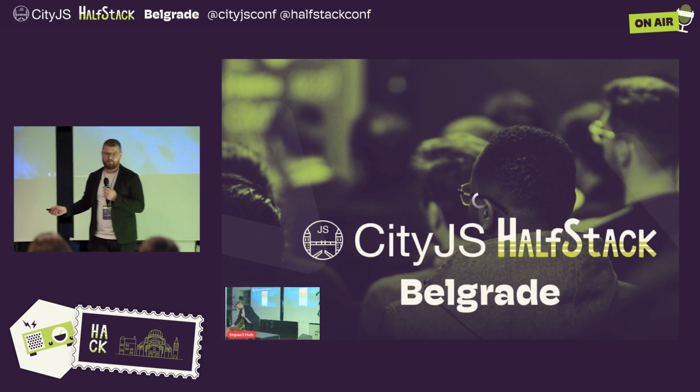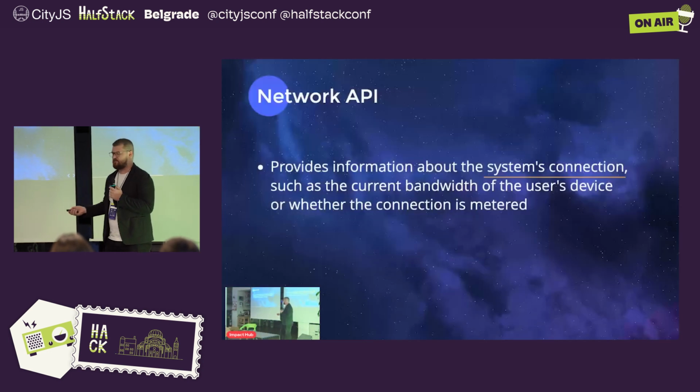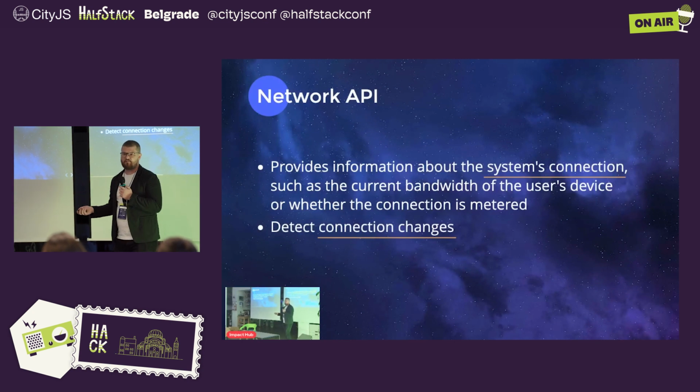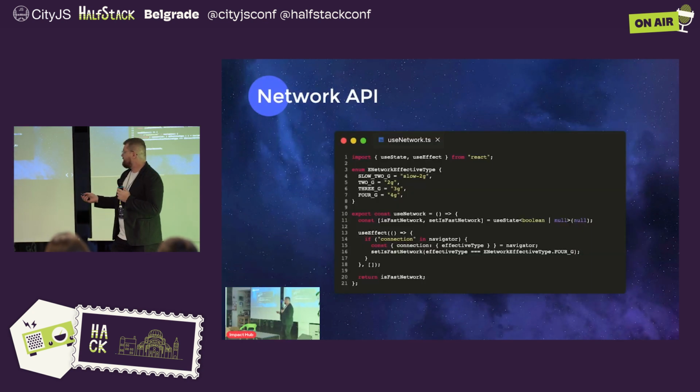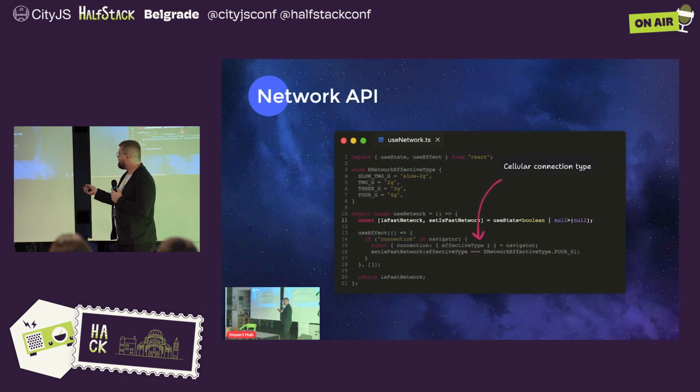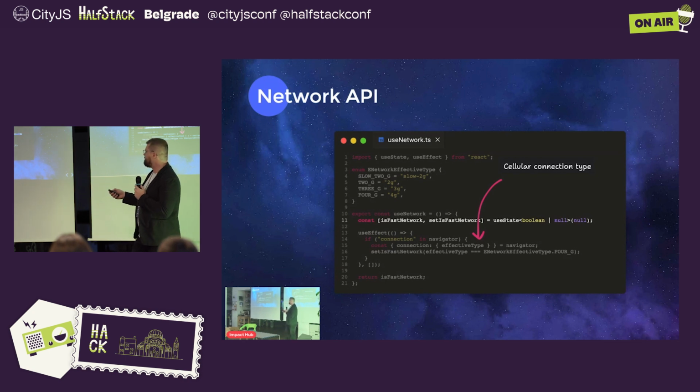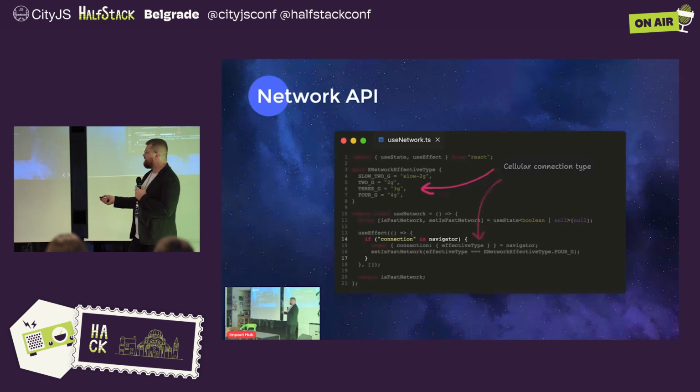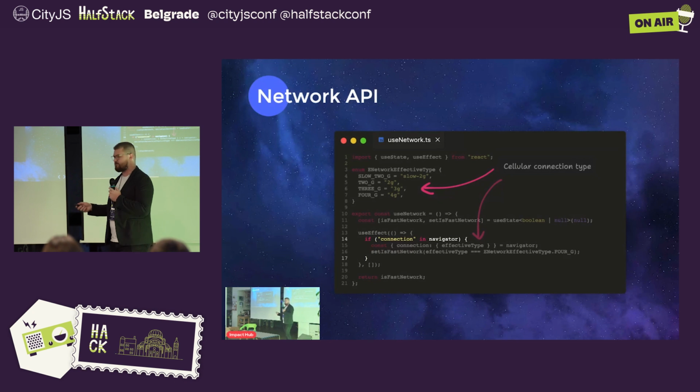Okay, you may suppose there is a network API for that, which provides information about the system connection. And also it can detect connection changes. In React, we have a useNetwork hook, for example. Sorry for that, we have this little bit went off, but we have a useState, like a state is fast network or not. We need to check in the navigator for the connection object. I'm going to get right back to that.